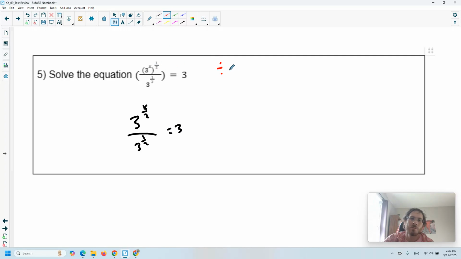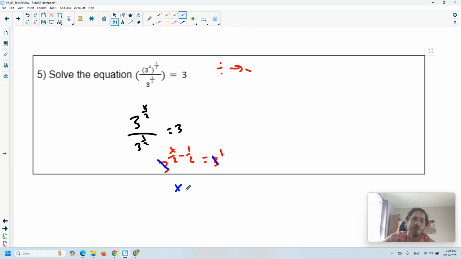If we have division, we're allowed to turn that into subtraction. So this is going to become 3 to the x over 2 minus 1/2 equals 3. And I'm going to write this as 3 to the first power, because I know my goal is to get rid of those 3's, so I have to have something up there. We usually don't write the 1, but that is 3 to the first power. I can then eliminate these 3's.